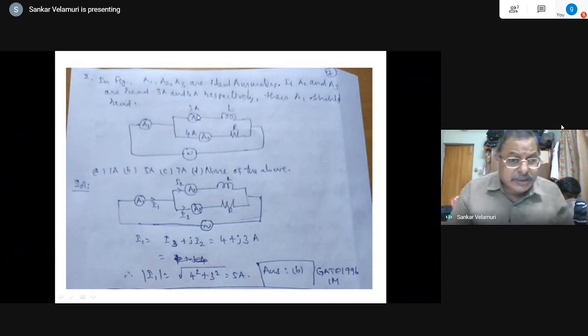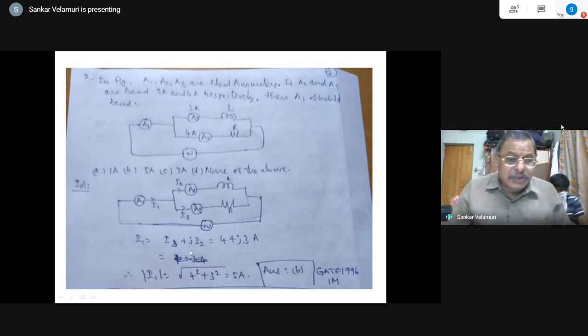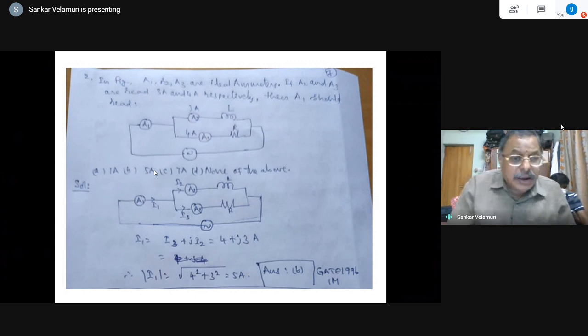So I3 is 4 amps, which is resistive, and I2 is 3 amps, which is reactive, so inductive, right? So this is 4 plus j3. Therefore I1, the RMS value of the current, is the magnitude of square root of 4 squared plus 3 squared, which is 5 amperes, the right answer. So it is not the simple arithmetic sum, it is not the difference, and it is only the phasor sum. None of the above is also not the right answer. So it is only the phasor sum of the two quantities that gives the total current here. That's what we have to understand from this particular one.